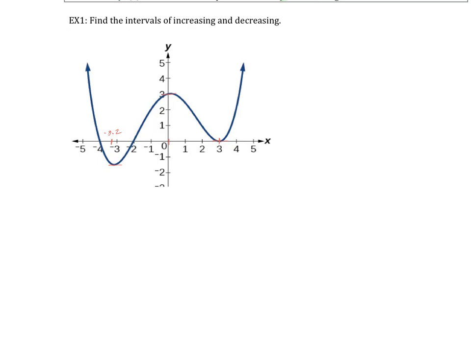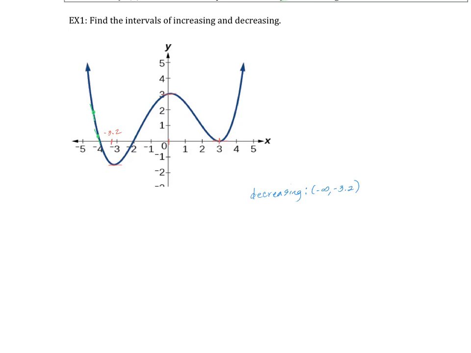So looking at negative infinity to negative 3.2, if I pick any point on this graph, the slope of the line, or the derivative at that point, is going to be negative. So since the derivative is negative, the function is going to be decreasing. So let me go ahead and list the intervals of decreasing. So far I have negative infinity to negative 3.2. And these are always parentheses because we don't include where the derivative is actually 0.